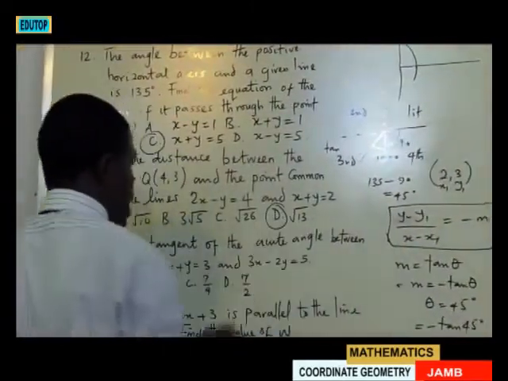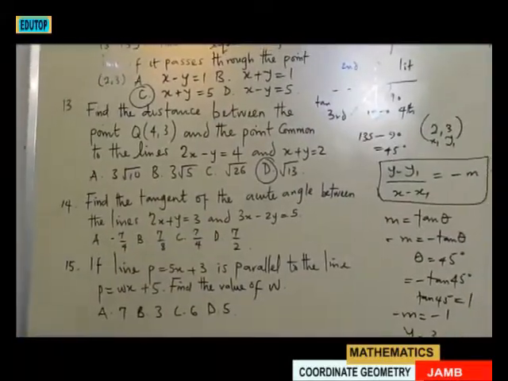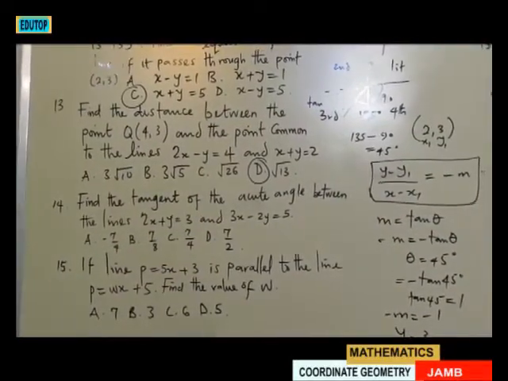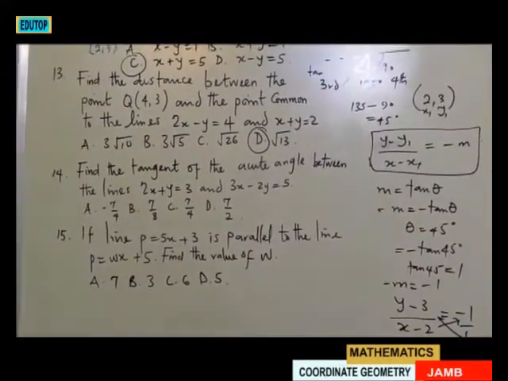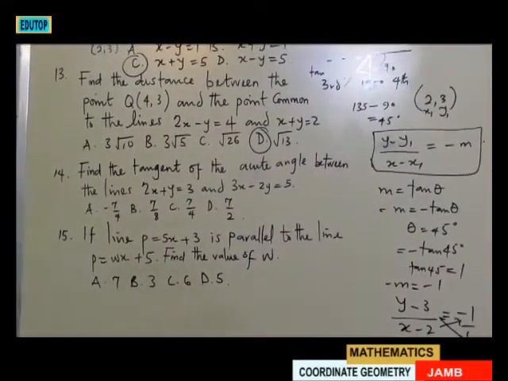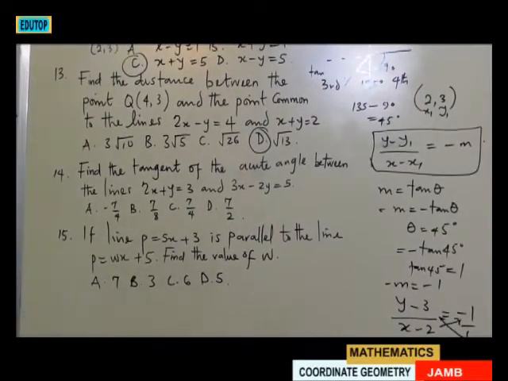Then the next question: find the tangent of the acute angle between the lines 2x plus y equals 3 and 3x minus 2y equals 5.